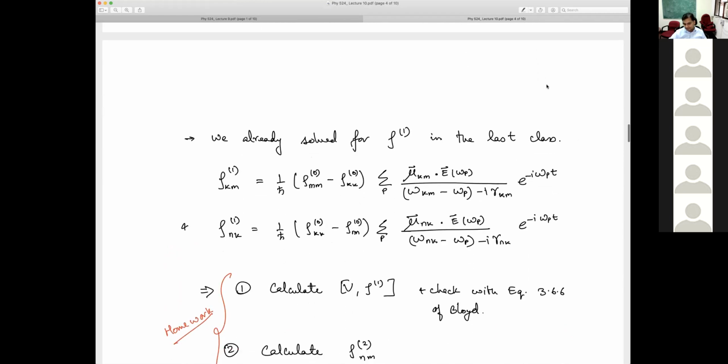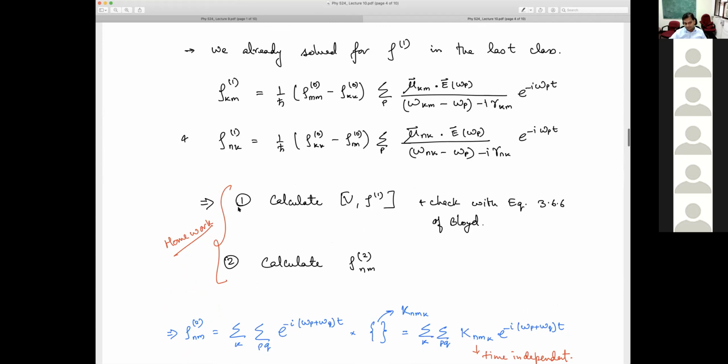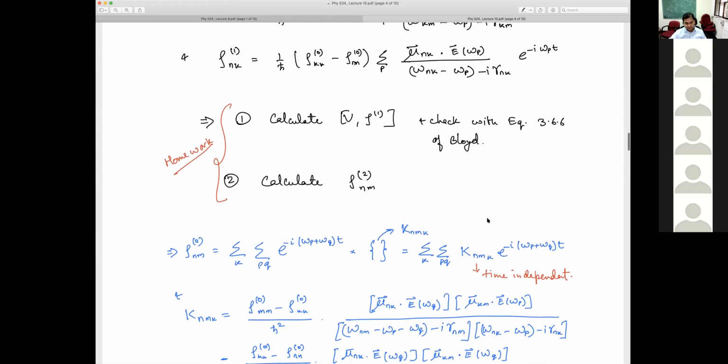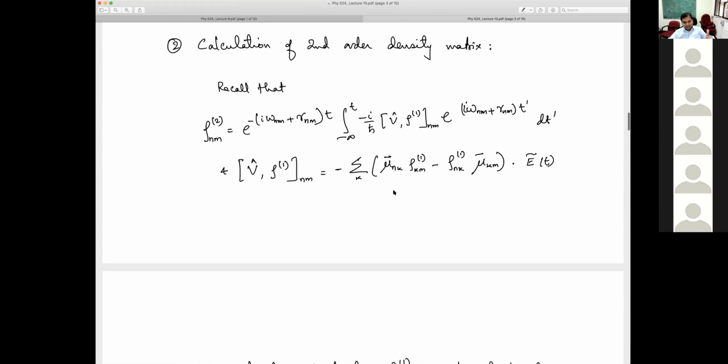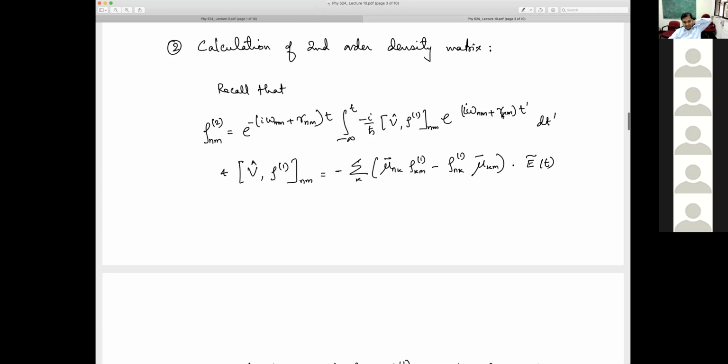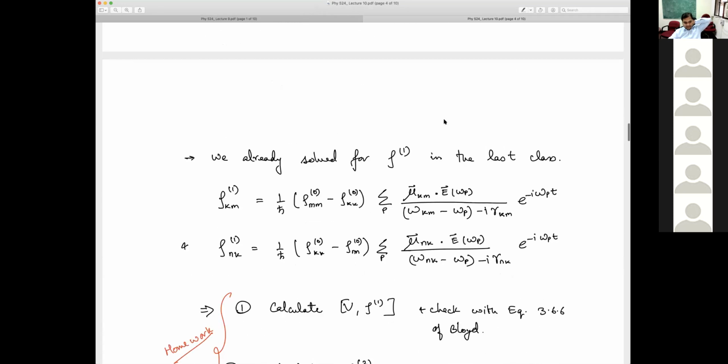So I have not written down the explicit thing, but if that's a homework exercise, you can do this to calculate this V rho, and the result is equation 3.66 of Boyd's book basically, and you can use that to calculate. So now once I have the V rho, I can then just immediately integrate this term, etc.